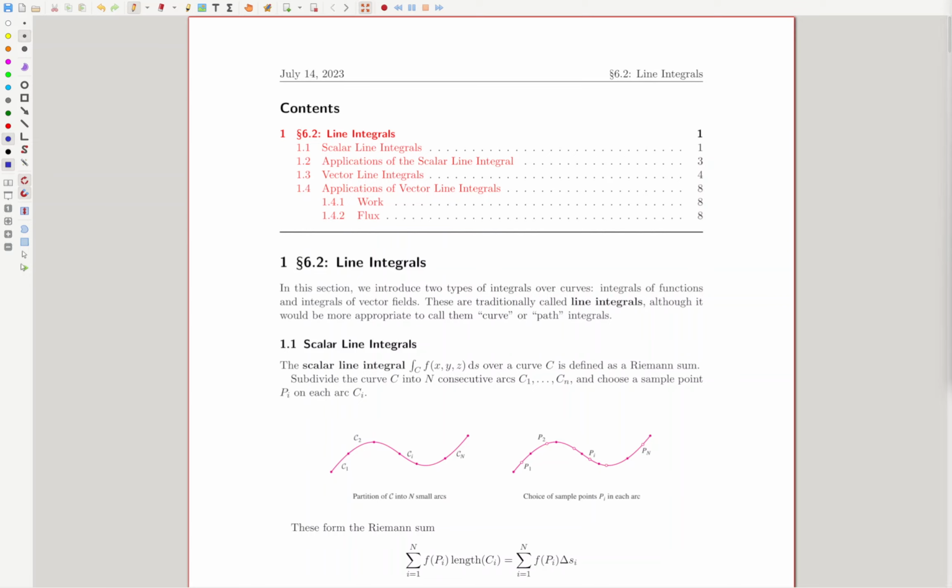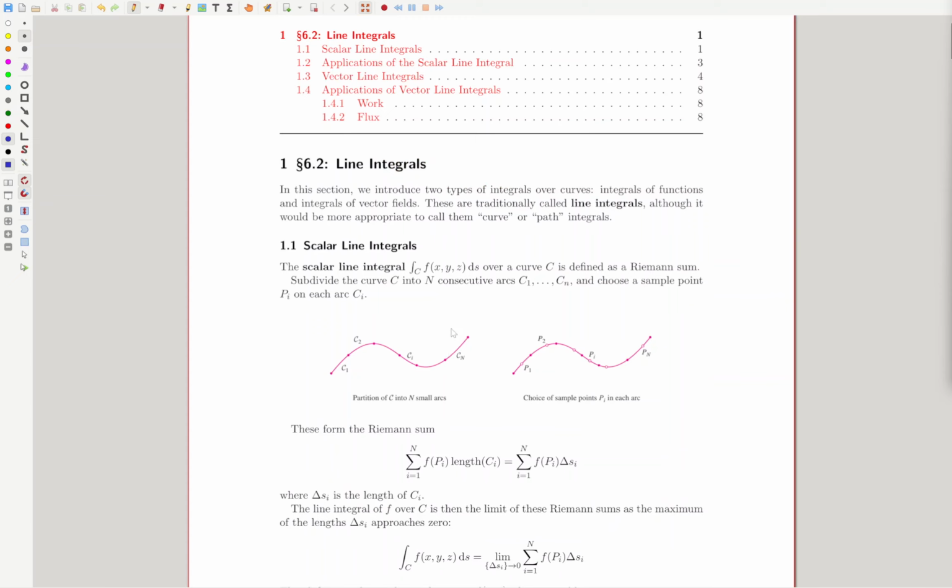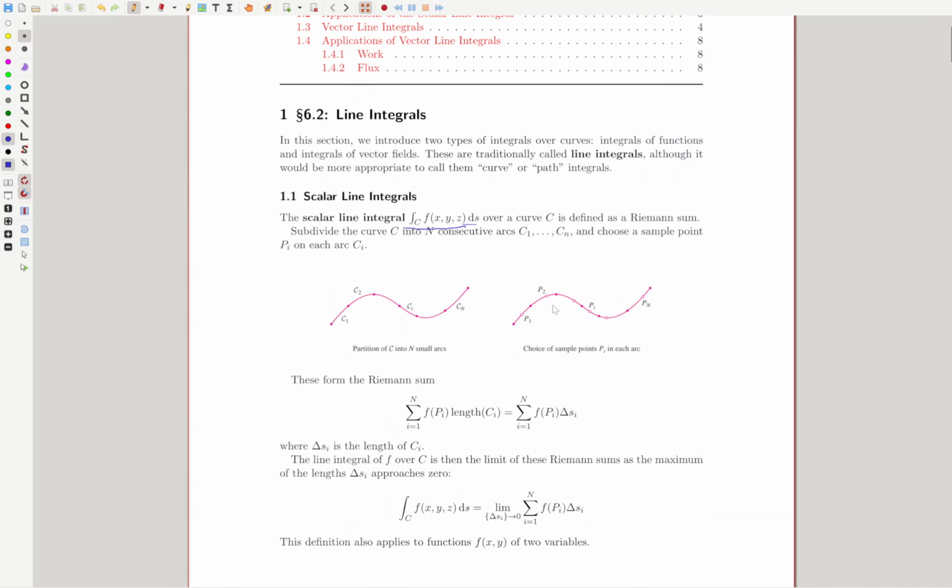Okay, so line integrals. There are two types of line integrals, scalar line integrals and vector line integrals. So starting with scalar line integrals, they are expressions of this form. Notice you have a differential that is ds there. And I'm going to try to explain how conceptually this notion is built up.